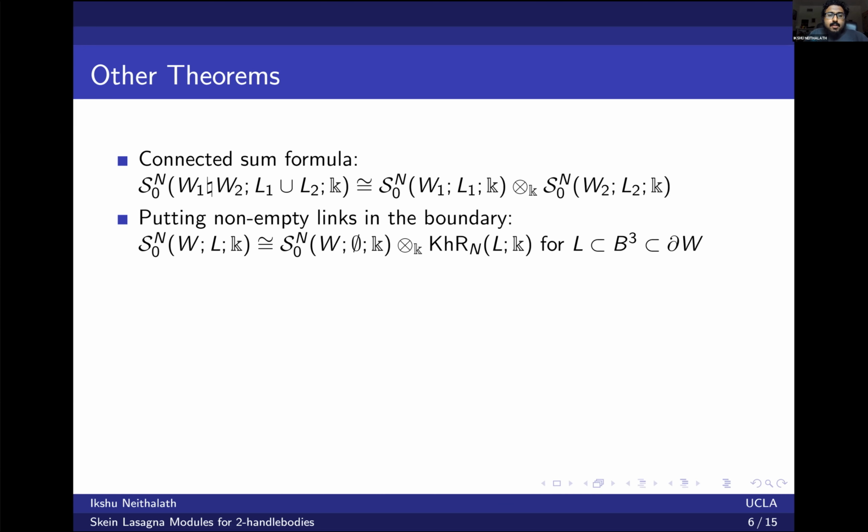And as a corollary of that connected sum formula, we can also see what happens when we put some non-empty links in the boundary of our four-manifold. So remember, that main theorem only ever considered the empty link in the boundary, right? If you put the empty link in the boundary, really what you're getting is just a four-manifold invariant. But you might think, well, that's not very interesting. I want to put some actual links there. So as long as the link that you put in the boundary is a local link, a link that lives just inside a three-ball in the boundary, then the invariant that you get is the same as the invariant with the empty link, just tensored with the Khovanov-Rozansky homology of that link.